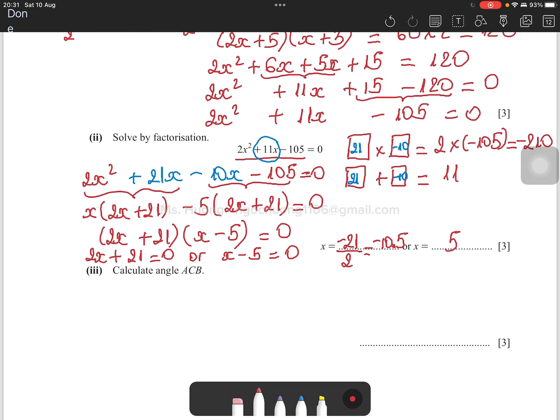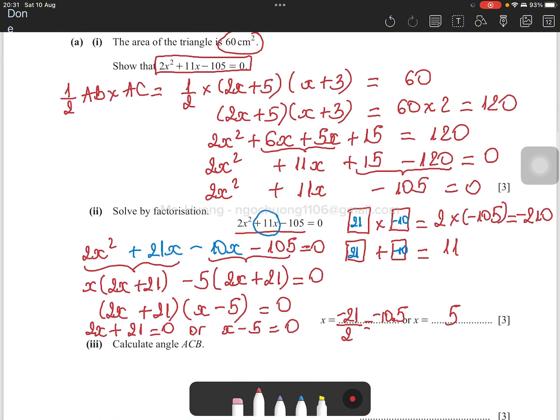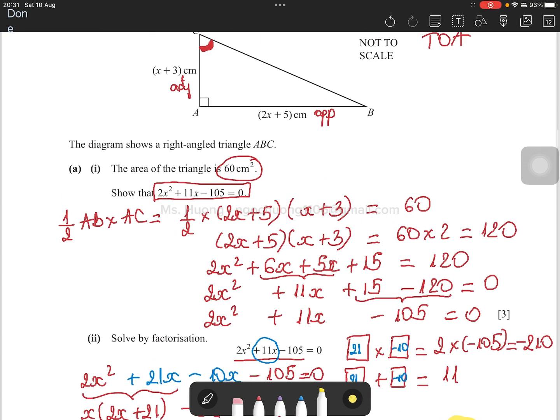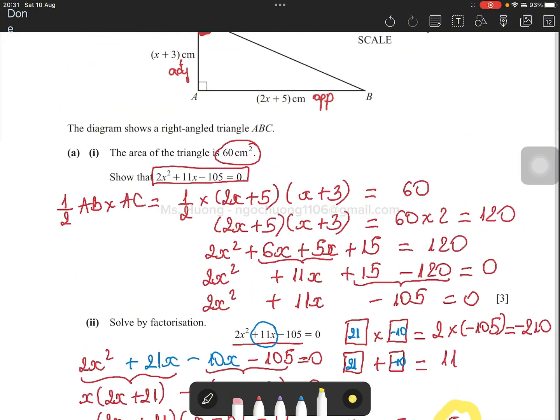Third question, calculate angle ACB. ACB is this red angle. In this angle, we see that AB is the opposite side and AC is the adjacent. So we need to use TOA: tan equals opposite over adjacent. If we have two values of x, one positive and one negative, then we should choose the positive one, because x is the length of a side, so it should not be negative. So we choose x equals 5 in this case.